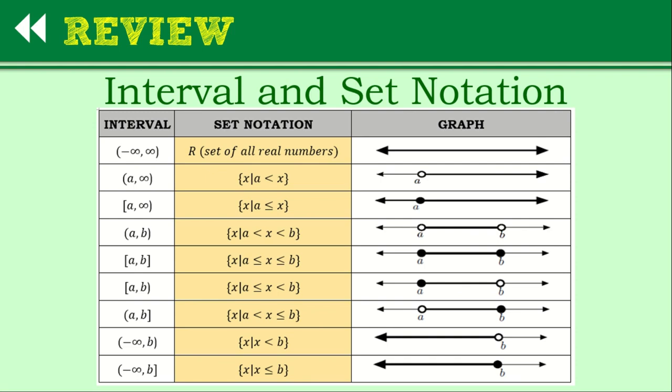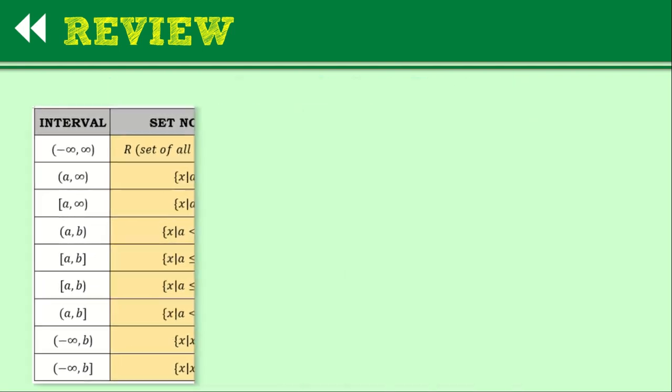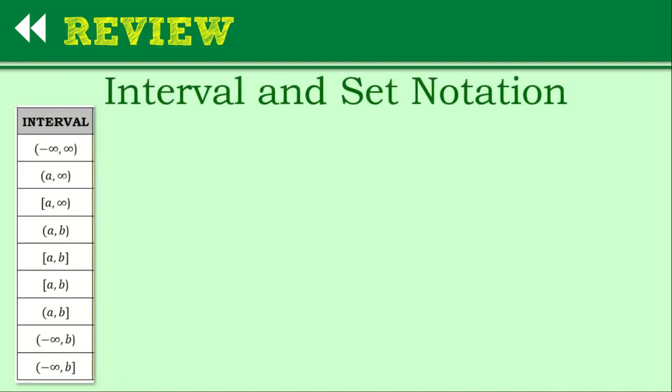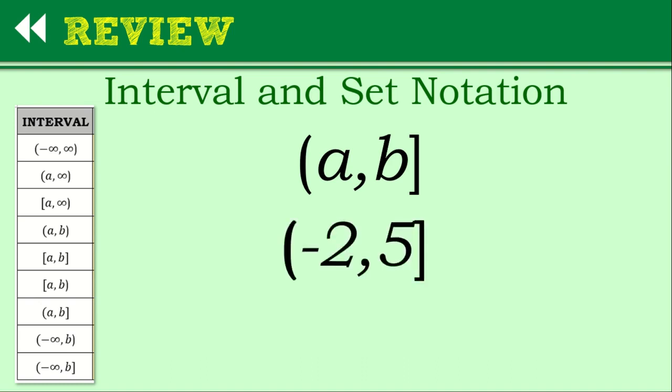Let's start with the interval notation. Let's look at this example: (a, b] with the symbols round bracket, which is your open parenthesis, and also your square bracket. A and b here are real numbers like this. You have (-2, 5]. So our answers at the end of this session are also written in this form.